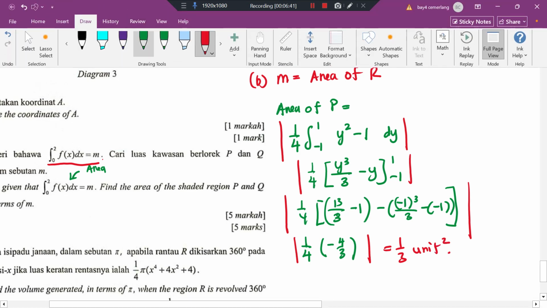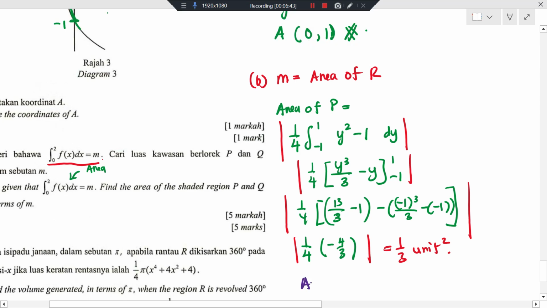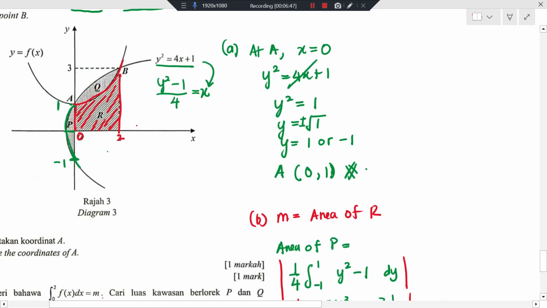Okay, now calculate the area of Q. Where is the area of Q? Oh, Q is here. Okay, area of Q. I want to use this equation. I cannot use the red color equation because I don't know the equation. For this one, I know it's 4x plus 1.